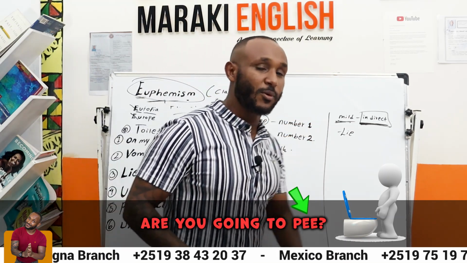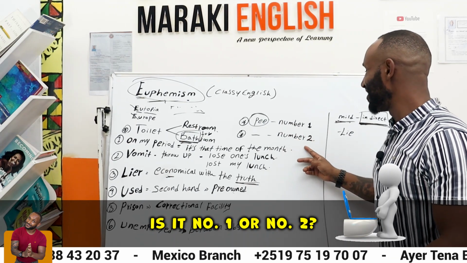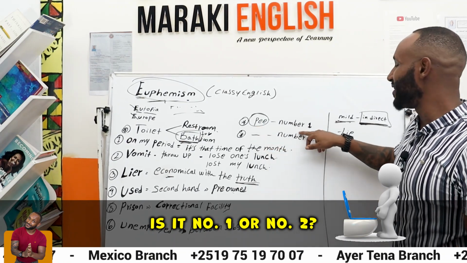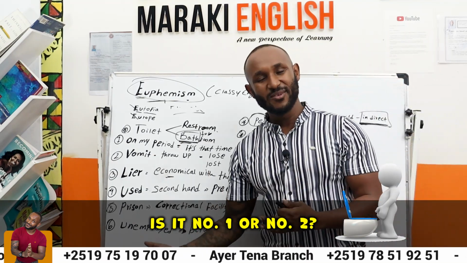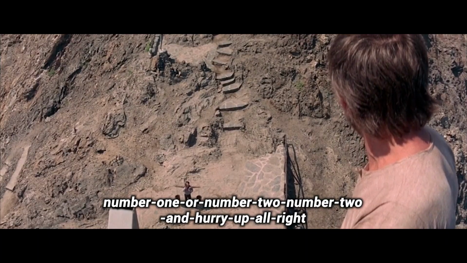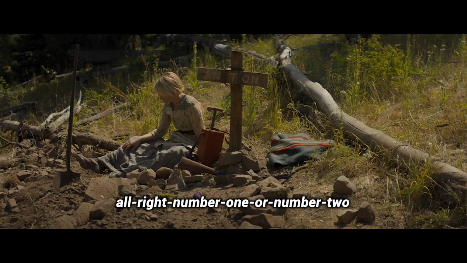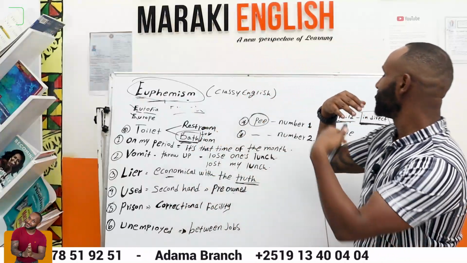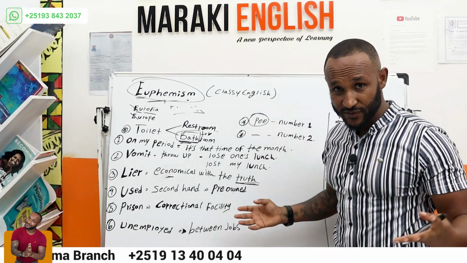Okay? Where are you going? I'm going to the bathroom. Is it number one or number two? If I tell you what number one is, I know you know what number two is, right? Number one or number two? Number two. And hurry up. All right. Number one or number two? This is called, voila, euphemism. Okay? Now you get the gist of it.